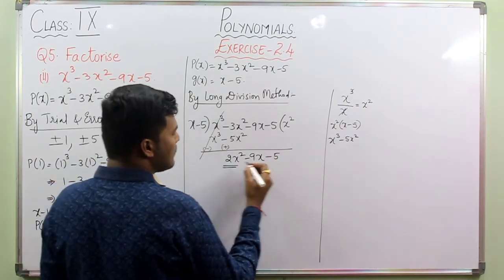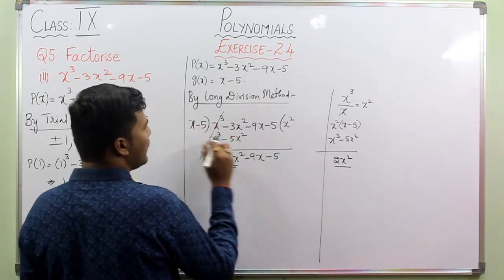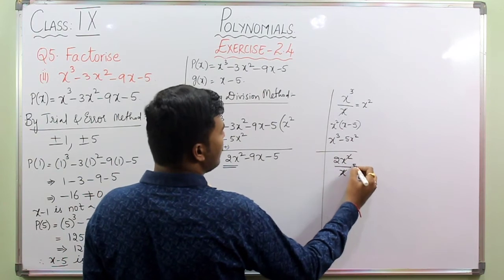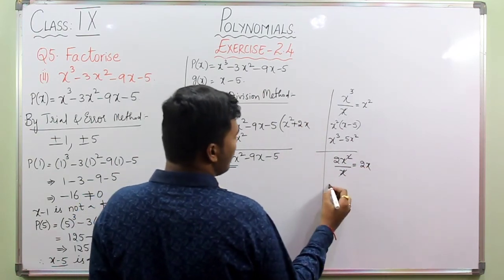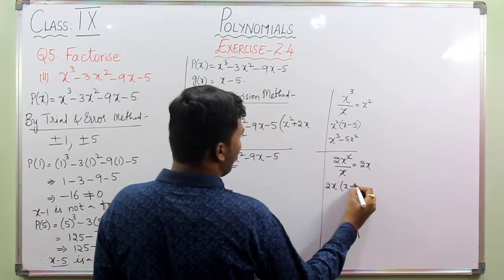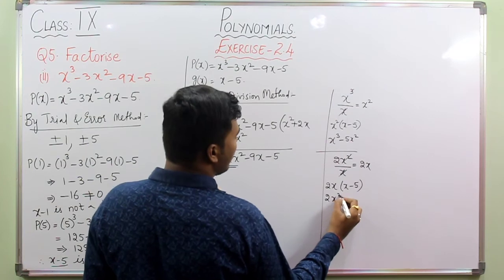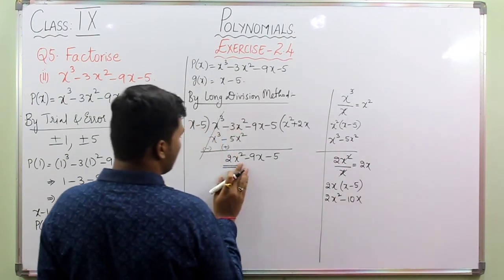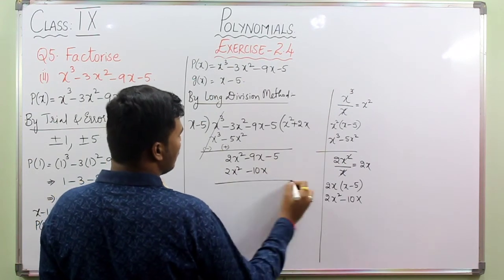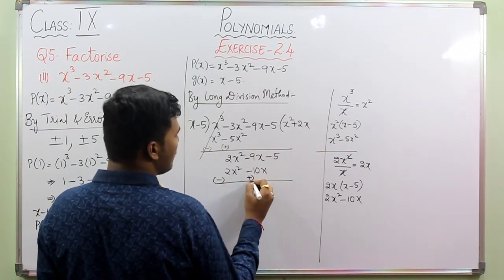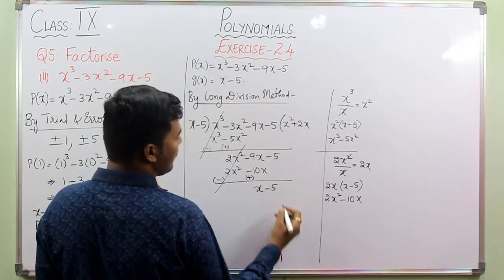Again, what is the next term? 2x square divided by the first term here, x. So we are left with plus 2x, right? So this 2x multiply x minus 5, which is the divisor. Then we will be getting 2x square minus 10x. Now change the symbols, minus plus, cancel. So this will become x minus 5.